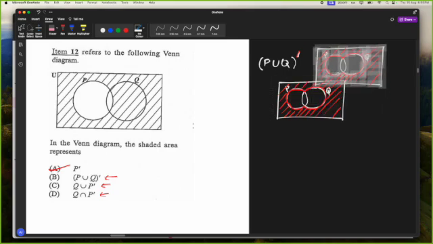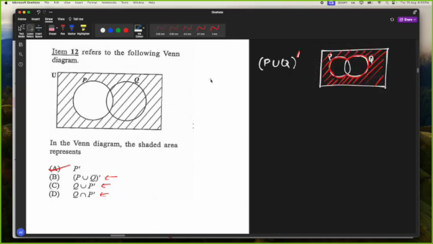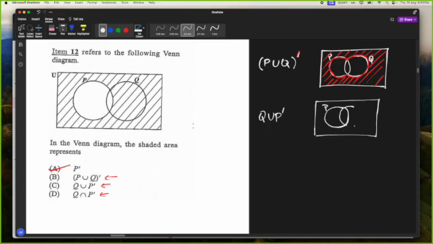So this is what P union Q complement would look like. Let me look at C, which is Q union P complement. Notice no brackets. So I'm going to draw my blank Venn diagram here. This is the universal set. This is the set P. And this is the set Q.